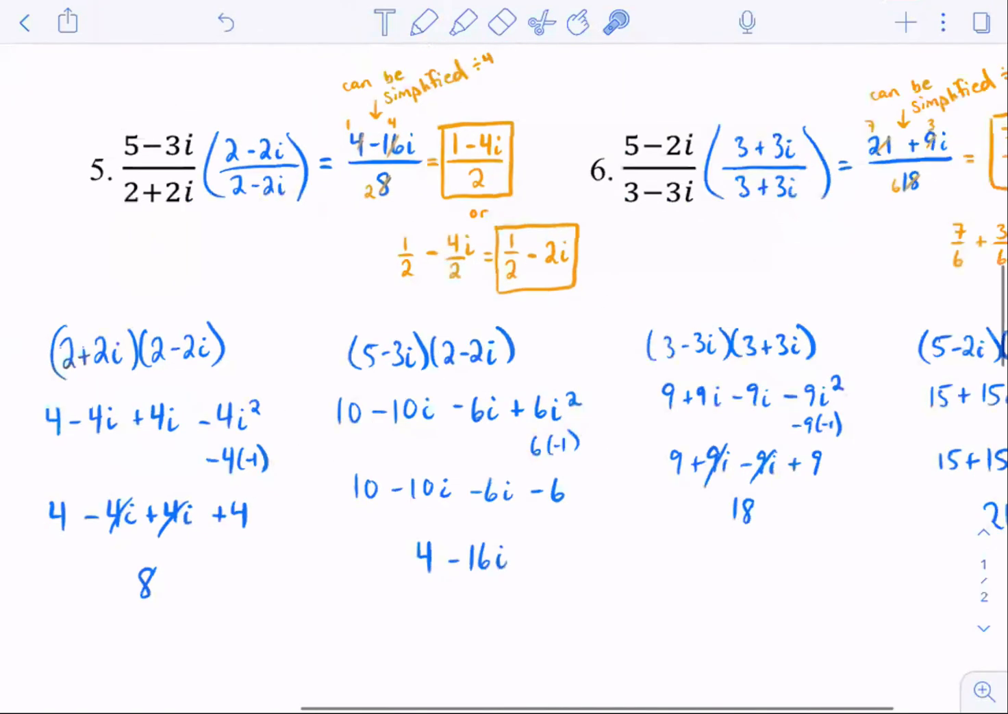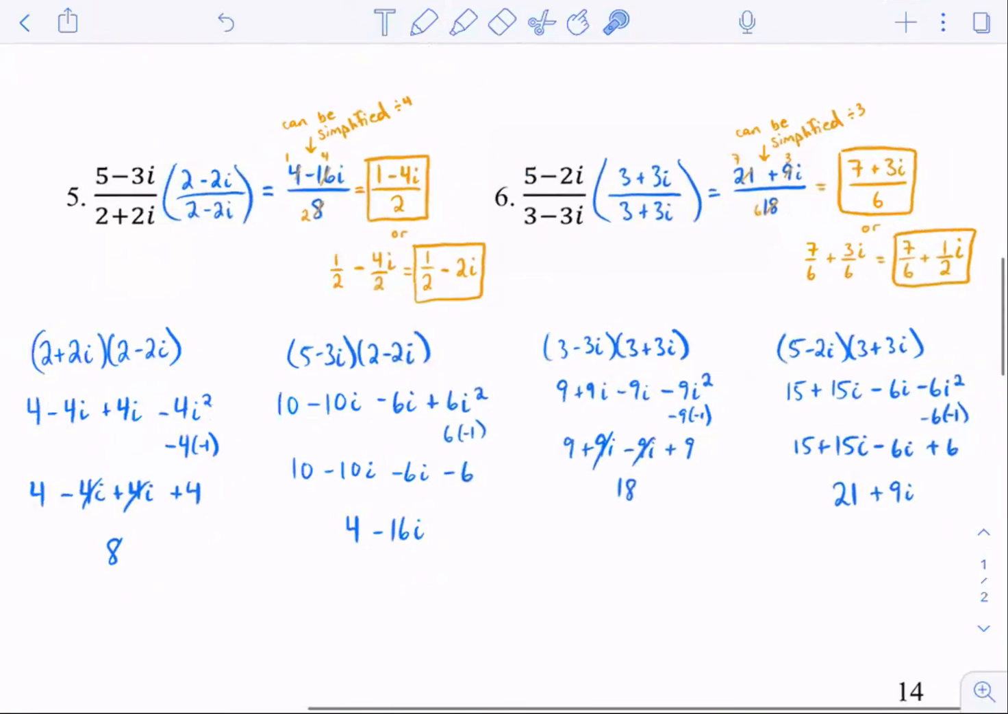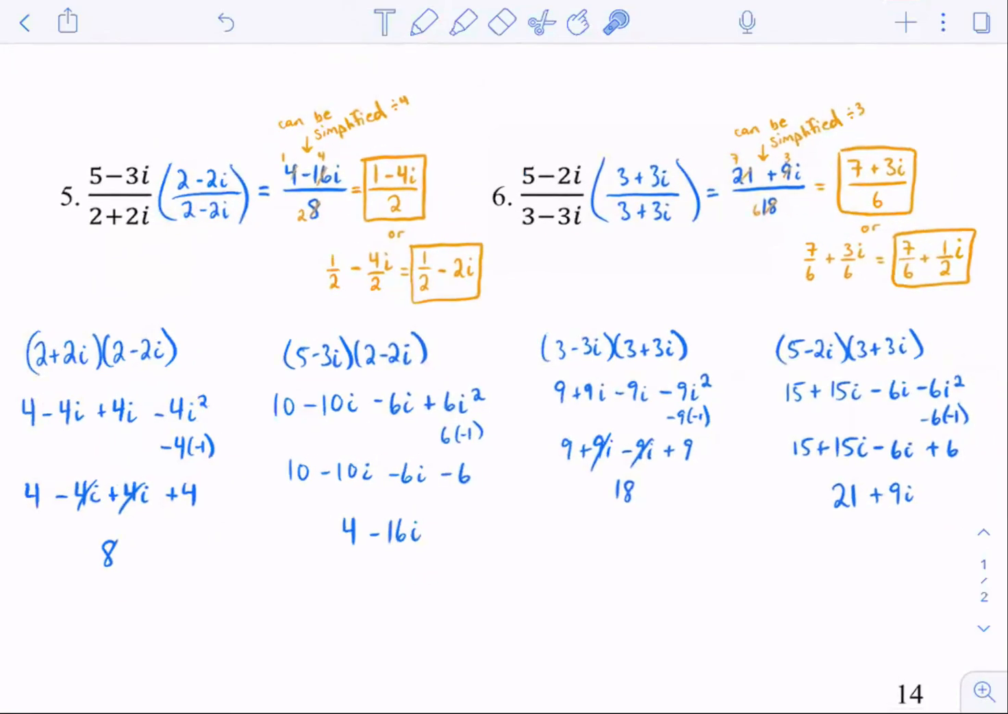And then the same thing with number 6. You were able to simplify it by 3. So most of you probably got this answer, 21 plus 9i over 18. Now technically it's not wrong, but if the question asks you to put it in simplest form, you will have to simplify it the way that you see here or even here.